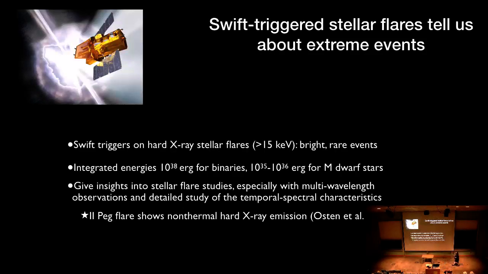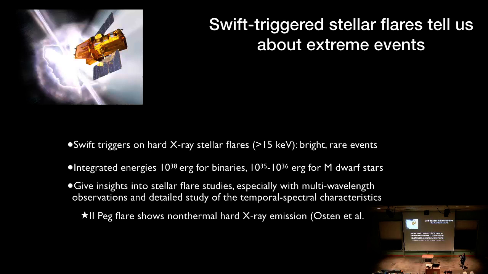I want to briefly tell you about this very unique set of observations that come to us via a sort of unexpected route. And that is using a satellite that was designed to study gamma-ray bursts that is telling us about a very extreme and rare population of stellar flares. So the SWIFT satellite triggers on transient sources of hard X-ray radiation. That's what gamma-ray bursts are. They're the death throes of dying stars at the edge of the universe. They give off bursts of hard X-ray radiation or gamma rays.